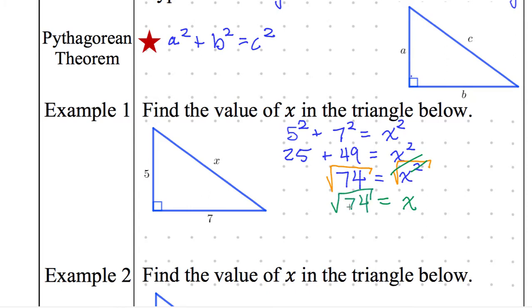We will eventually learn or review how to simplify radicals. For now, just leave it as square root of 74. Final answer, box it.